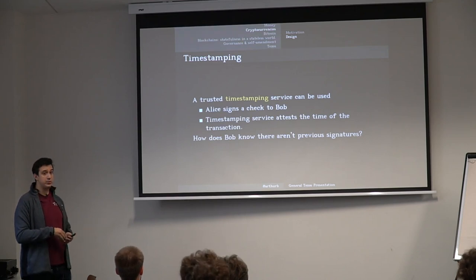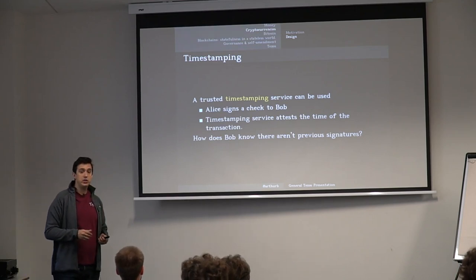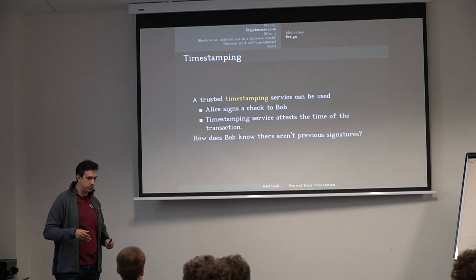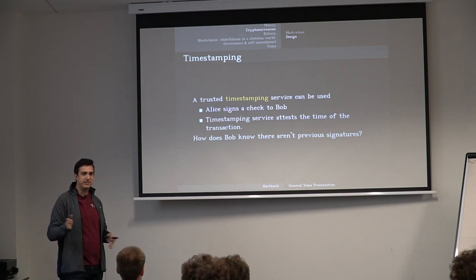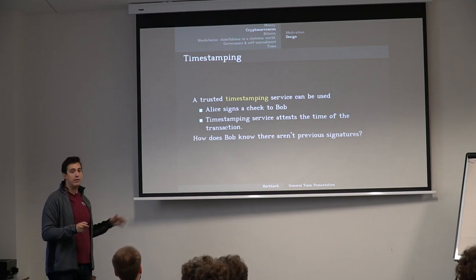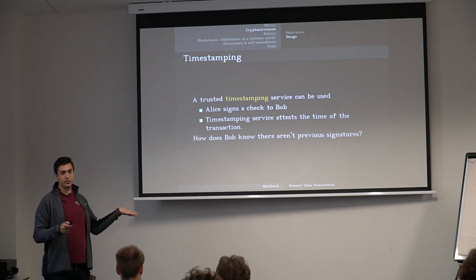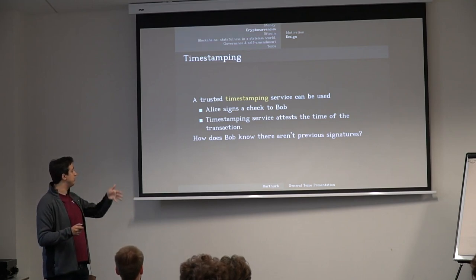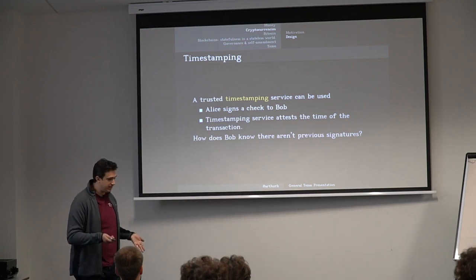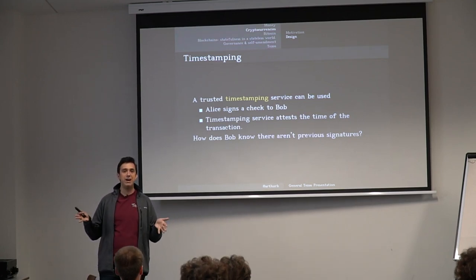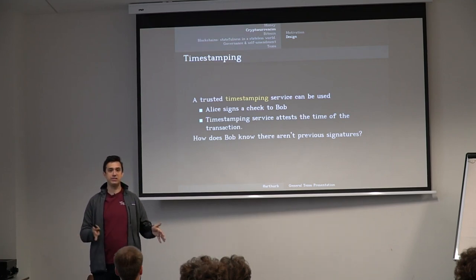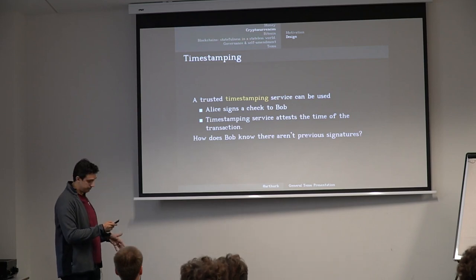The way it works is, Alice signs a check to Bob, and then she sends it to a timestamper service, and the timestamper is trusted, and he says, okay, I see that you signed a check to Bob, and here's a signature attesting that you made that check at this time. Now if we have a single timestamping service, we'll have a way of knowing which check came first, the one to Alice or the one to Bob. But the problem is Bob still doesn't know if there are previous signatures. So I get a check and I say, okay, this check is dated from now. How do I know that there doesn't exist a check signed previously from that person?